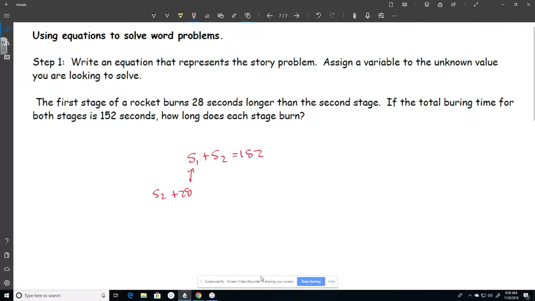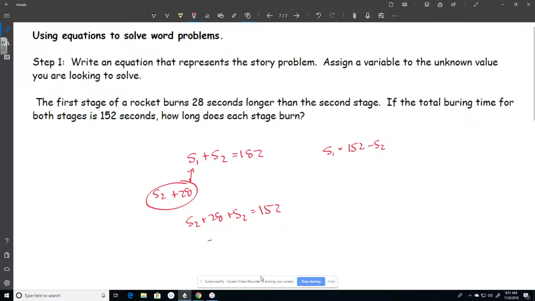Which is really nice because that gives me an option instead of having these two variables, because I don't know what stage 1 and stage 2 are, and I can't solve for either of them because there's two of them. I can solve for stage 1. I can say stage 1 equals 152 minus stage 2, but that doesn't help me get a number. But if I change my stage 1, which happens to be 28 seconds longer than stage 2, I'm going to plug that in for stage 1. So stage 2 plus 28 seconds plus stage 2 equals 152.